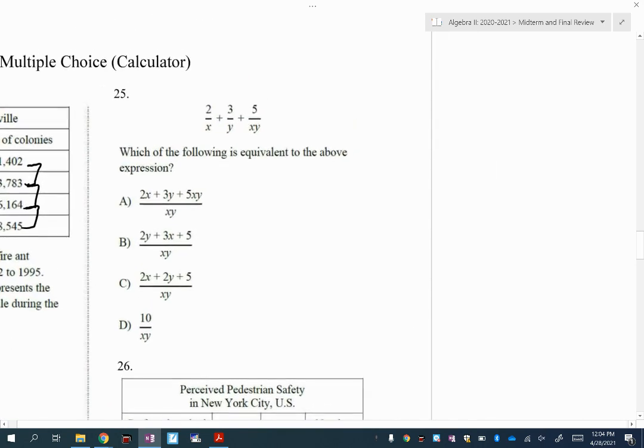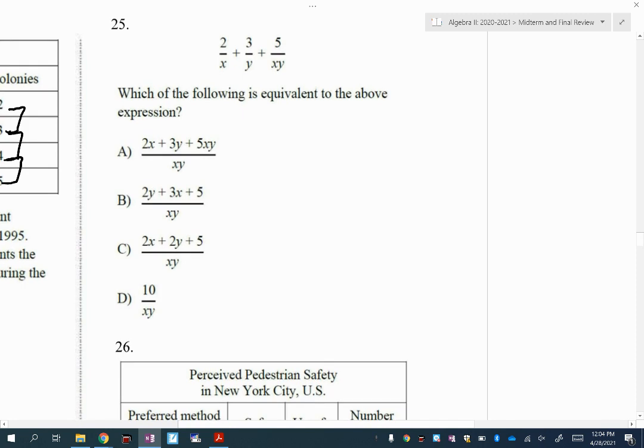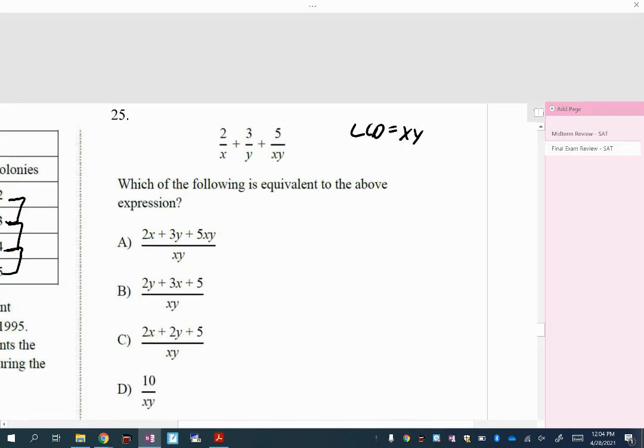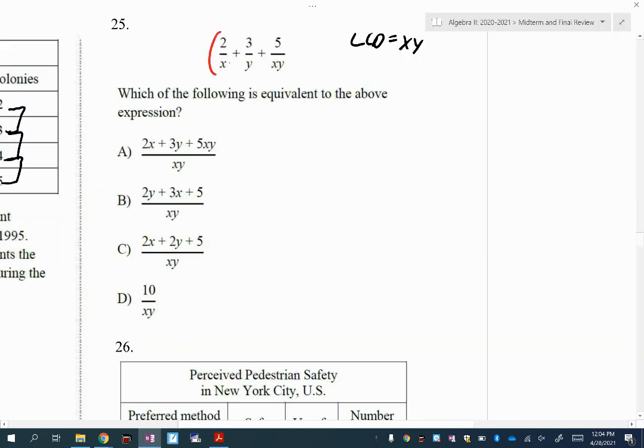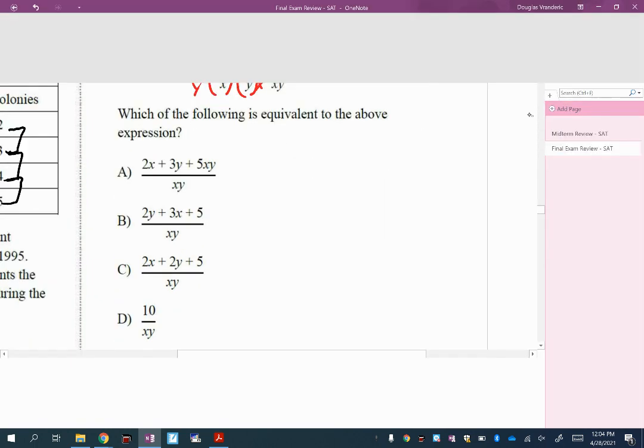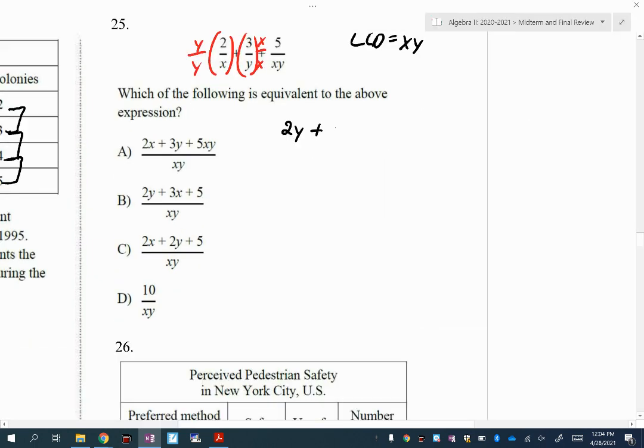Okay, number 25. Which of the following is equivalent to this expression? So I need an LCD. An LCD for X, Y, and XY is actually XY. So the first one, use a different color here, needs to be multiplied by Y over Y. This middle one needs X over X, and the last one needs nothing. So you have 2Y plus 3X plus 5 all over XY. So you're looking for that answer choice, which is B.